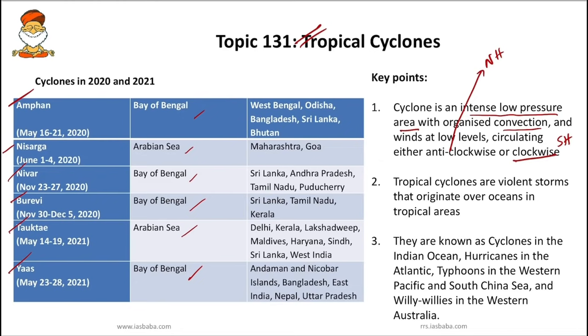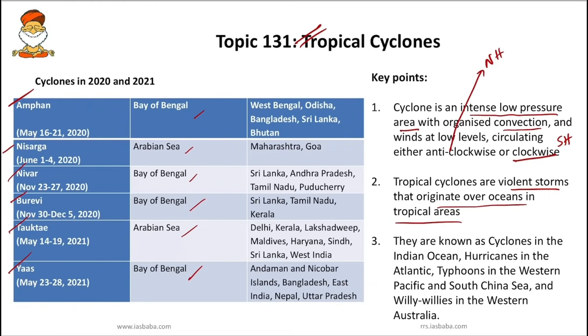And tropical cyclones are violent storms that originate over oceans and tropical areas. That's why it is called tropical cyclones. Students have to remember, usually from the center of a cyclonic storm, pressure increases outwards. The amount of the pressure drop in the center and the rate at which it increases outwards gives the intensity of the cyclones and the strength of the winds.